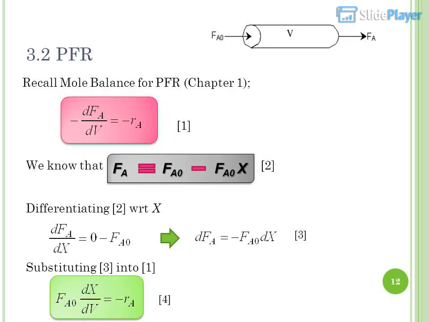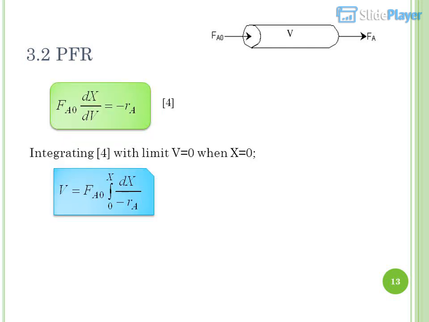3.2 PFR. Recall the mole balance for a PFR from Chapter 1. We know that F_A equals F_A0 minus F_A0 X. Differentiating with respect to X and substituting into the mole balance. Integrating with the limit V equals 0 when X equals 0.